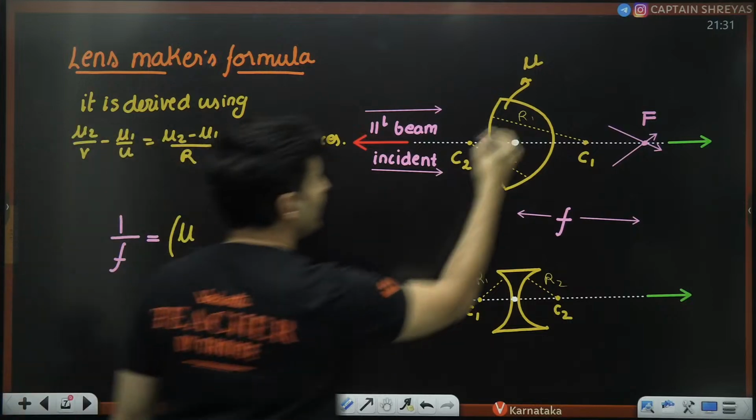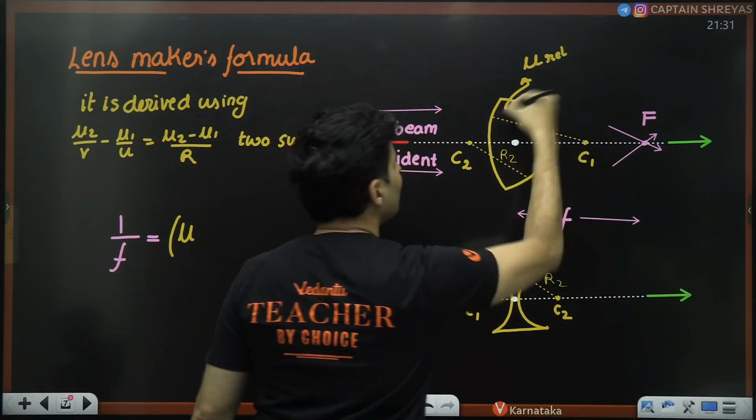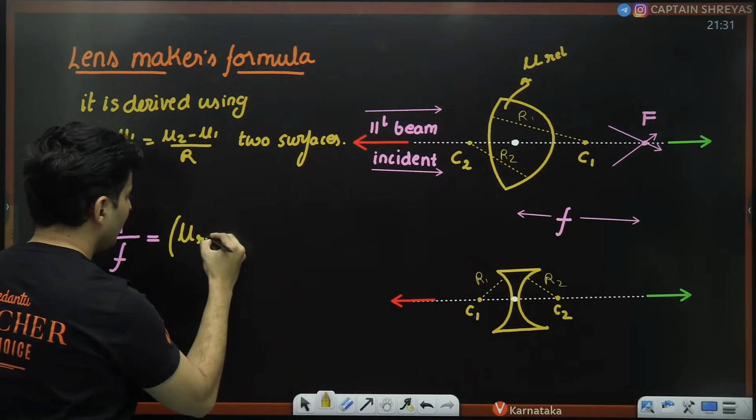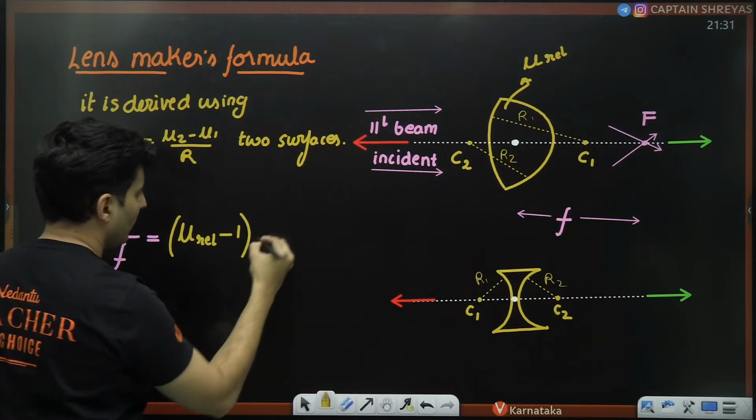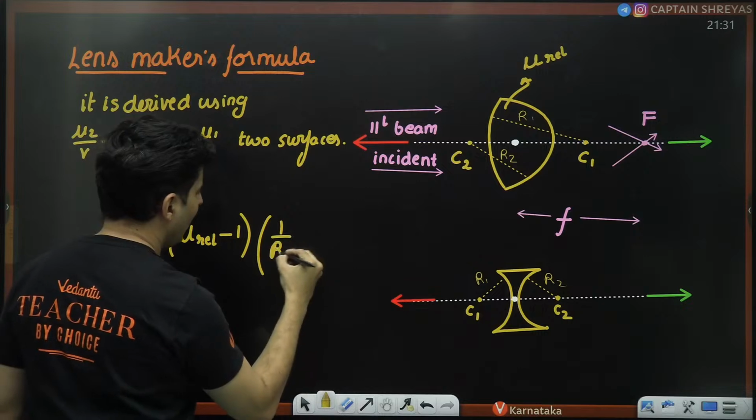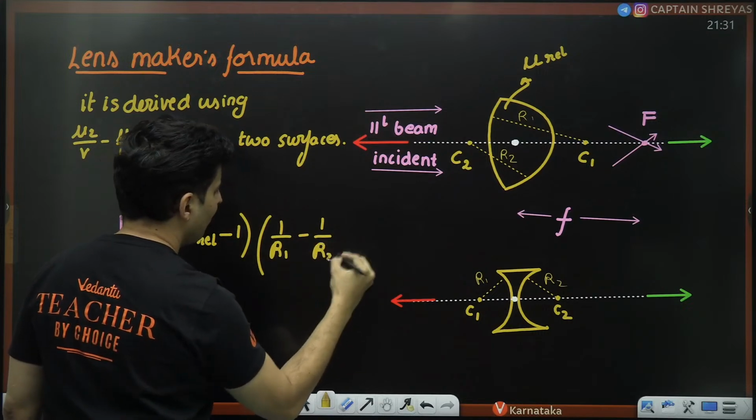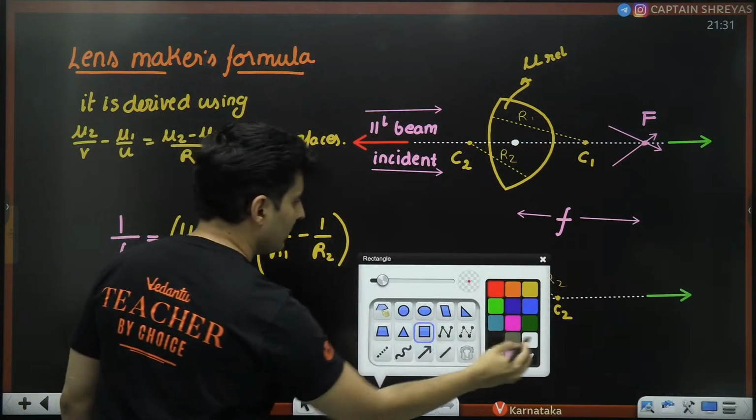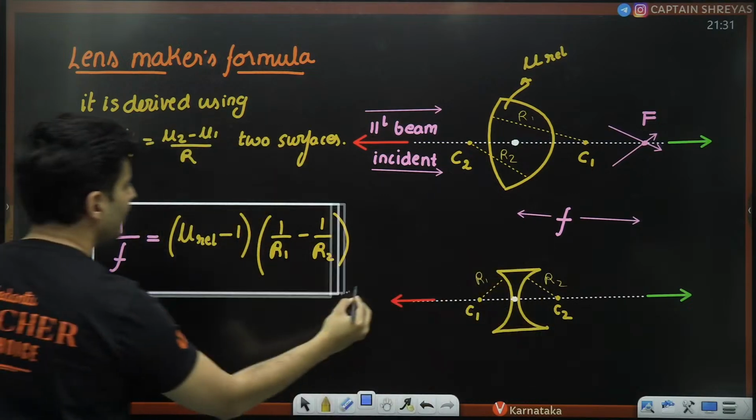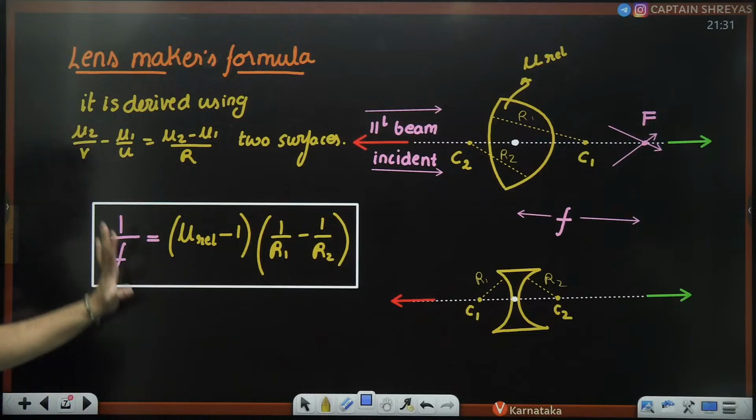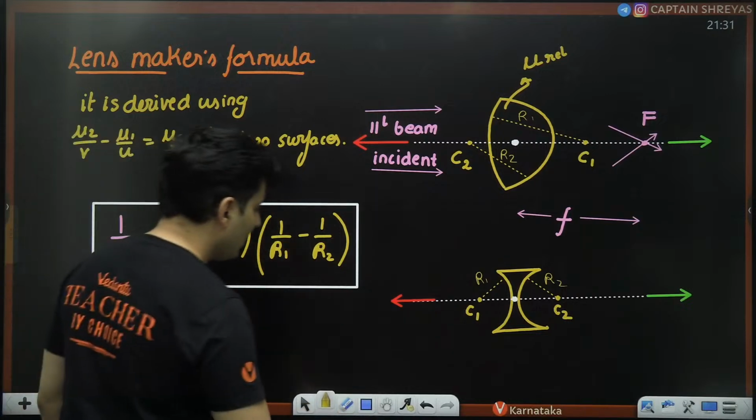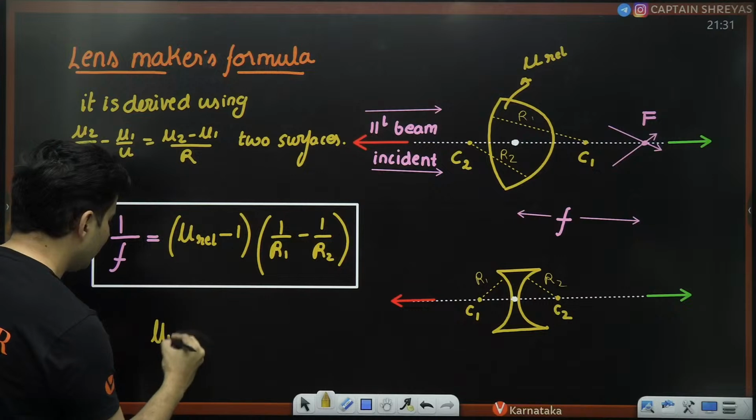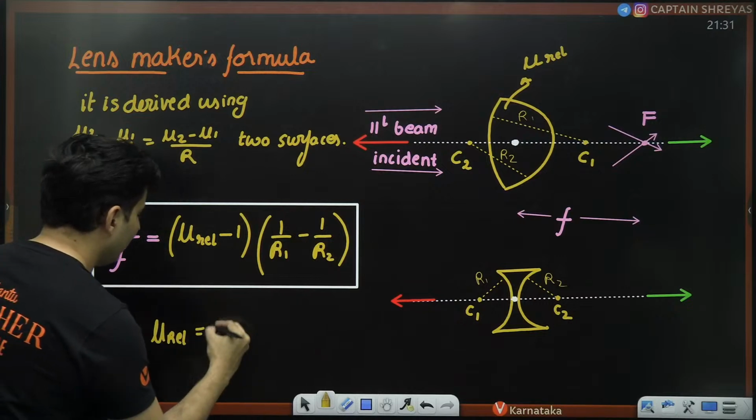the relative refractive index. This is always relative to the outside medium. So 1 by f equals the relative refractive index minus 1, into 1 by R1, the first surface radius, minus 1 by R2, the second surface radius of curvature. So that is what you basically end up getting. So this is the lens maker's formula. If you're wondering what this mu relative is, it is the refractive index.